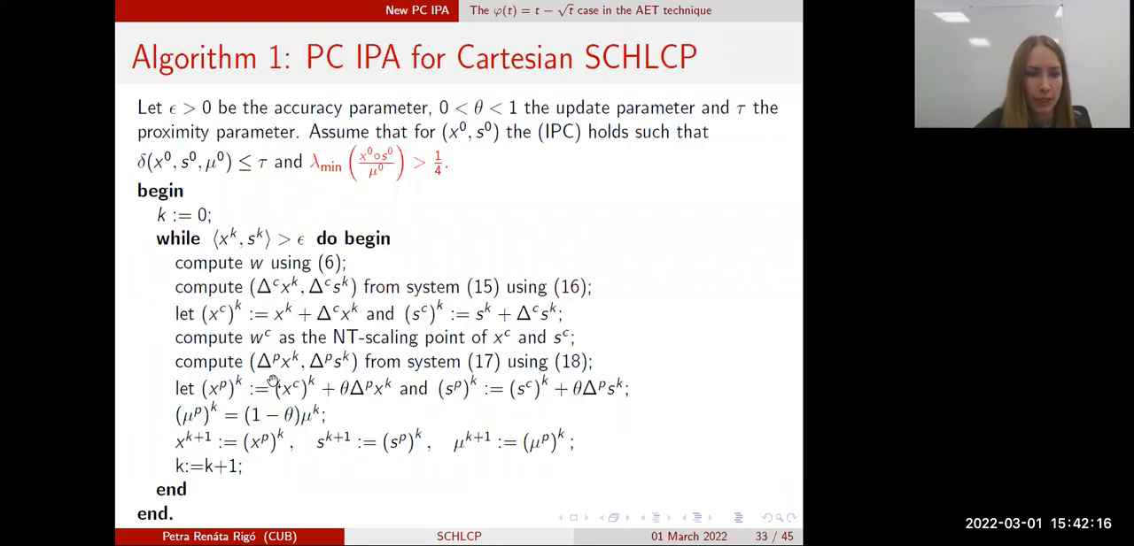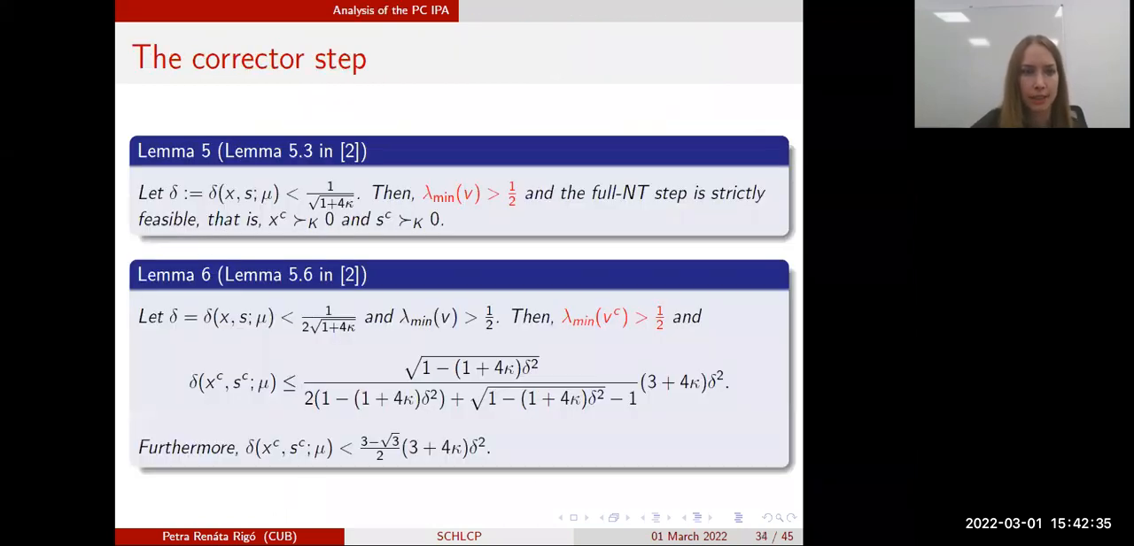So in our case, we have one corrector step in a main iteration. There are algorithms where we can have several corrector steps, but those algorithms where only one corrector step is used in each iteration are called Mizuno-Todd-Ye algorithms. And here we can see just the main steps of the complexity analysis of the predictor-corrector algorithm.